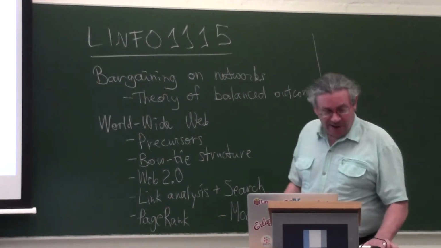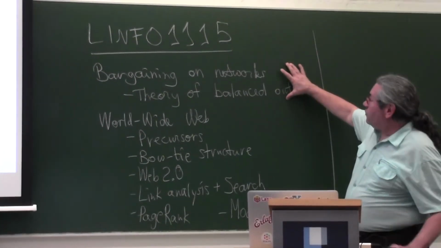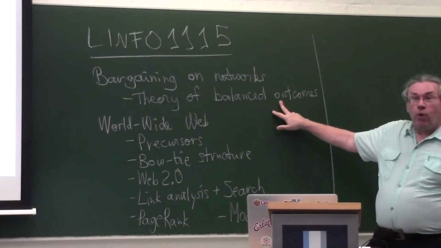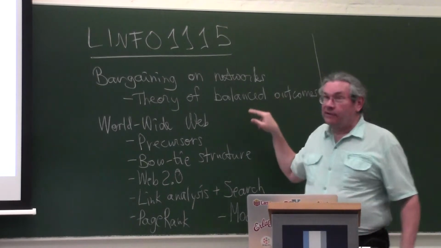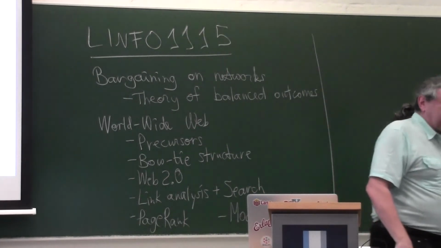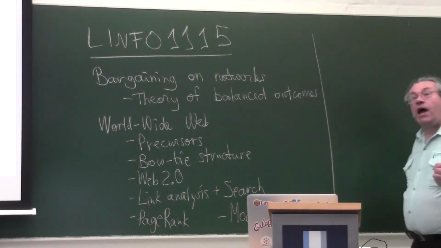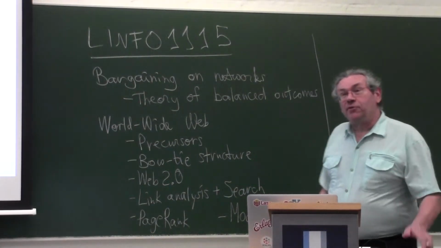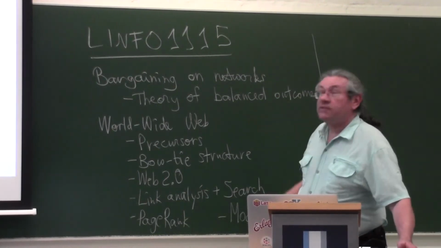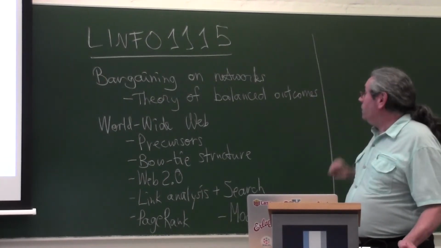I will give a little bit of refresh this time to help those who were not present. We'll finish first bargaining, and I'll explain that when you bargain in a network, there's a theory that lets you compute how people will actually figure out to split the money. This is called the theory of balanced outcomes. So this I will explain.